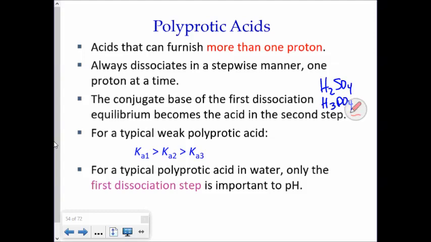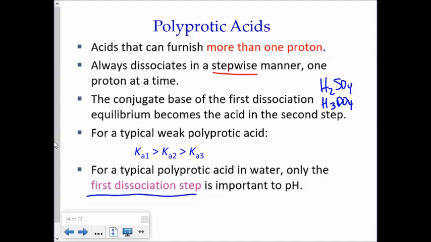The first H has to come off, and then you get its conjugate. The conjugate ends up being the acid for the second reaction, so then another H will come off. And if it's like phosphoric, then you would have a third step where that conjugate now becomes the acid for the last step. The issue with these is that only the first H really counts when it comes to determining the pH. The other two ionize in such small amounts that they don't really affect the overall pH. So the first dissociation is actually the real one that we care about.